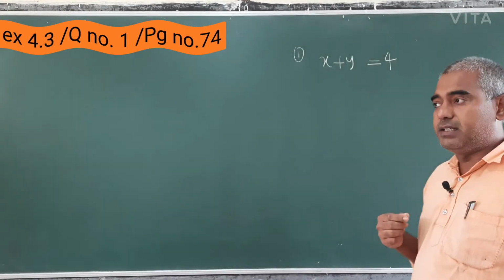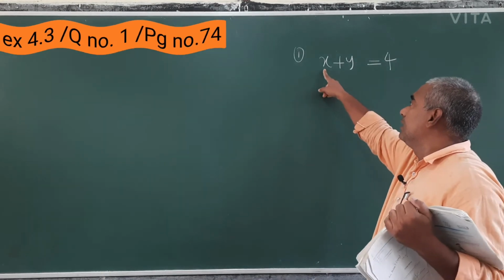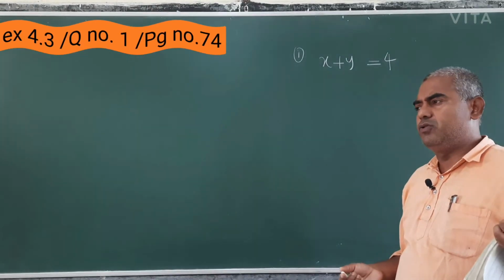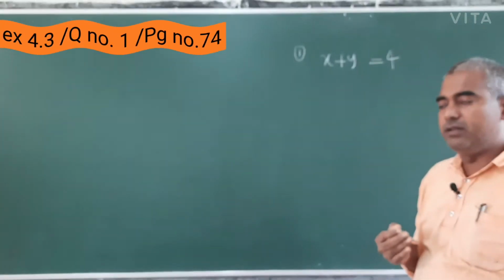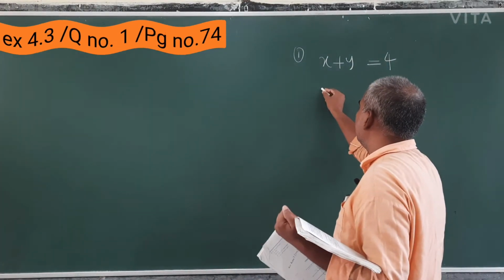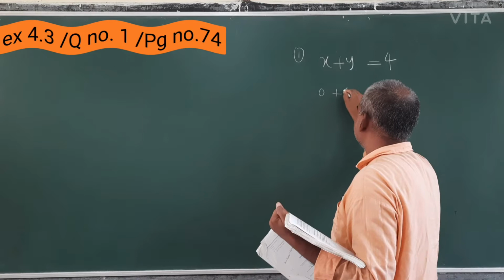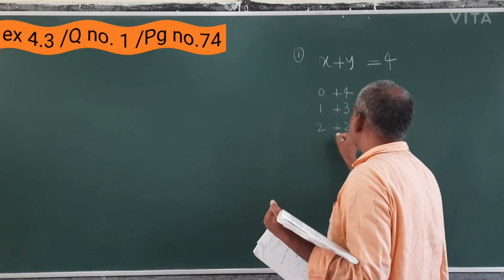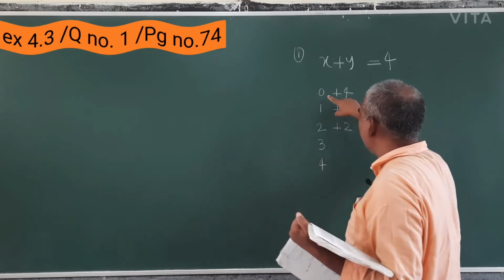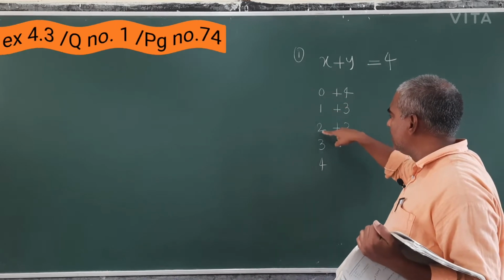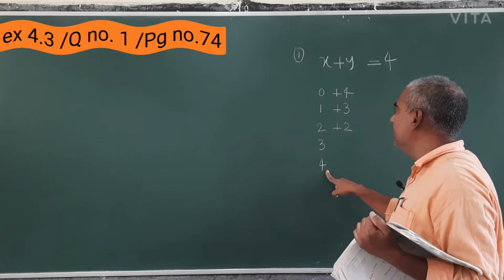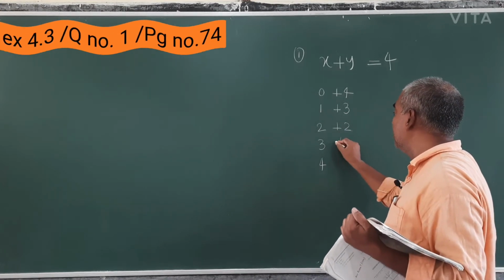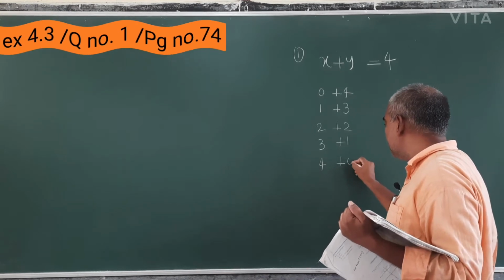You can say it is asking for two numbers whose summation is 4. What are the numbers? Any student of class 4th or 5th will say, sir, it may be 0 plus 4, it may be 1 plus 3, it may be 2 plus 2. One value, the x value, I increase: 0, 1, 2, 3 and 4. Simultaneously, the other value decreases: 4, 3, 2, 1 and 0.